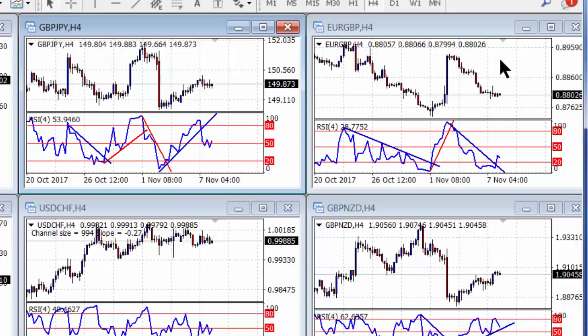The other thing about this system is it does keep you out of trades a lot, and it makes you very selective, because you know when you've found a good signal, and you know when you haven't. Okay, so let's move on.